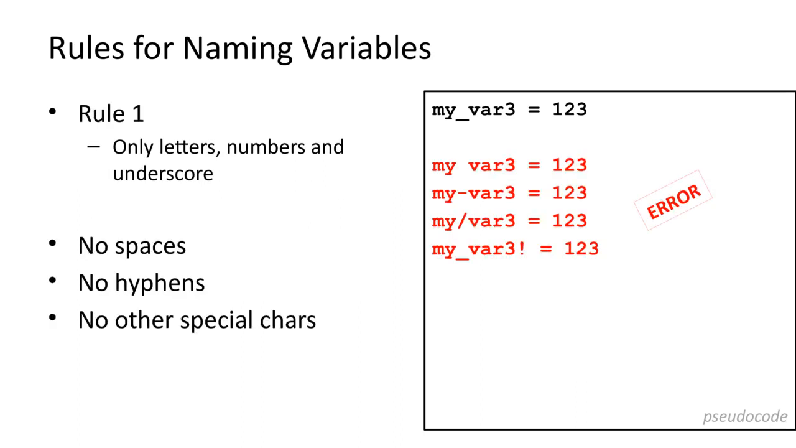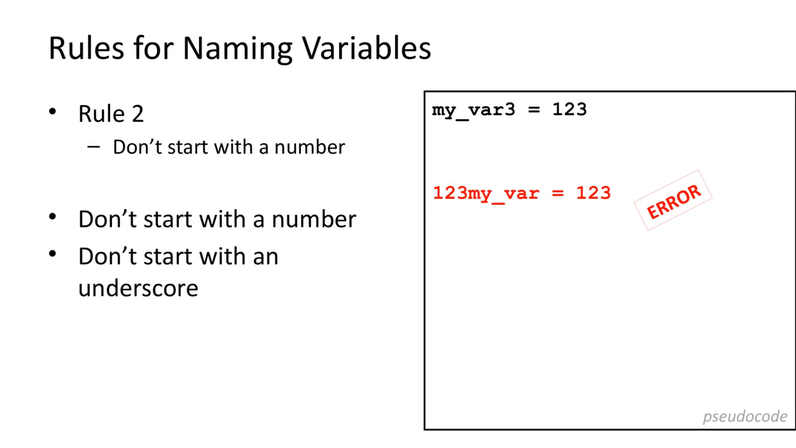Rule 1. Variable names can only contain letters, numbers, and underscores. You cannot use spaces or hyphens. If your variable name consists of multiple words, it is advisable to separate them using underscores. This can make the code more readable.